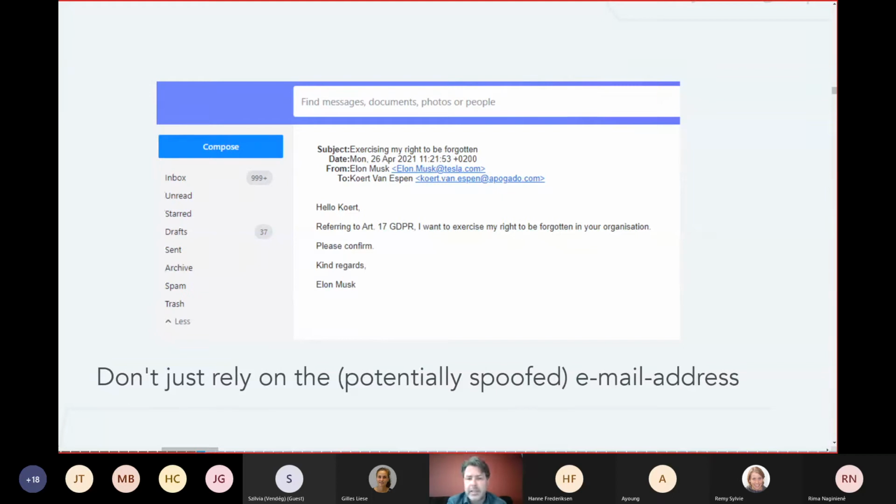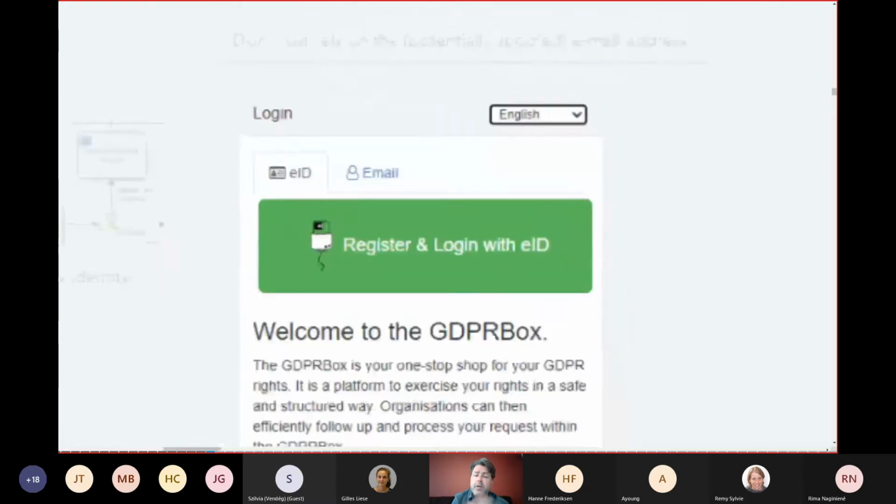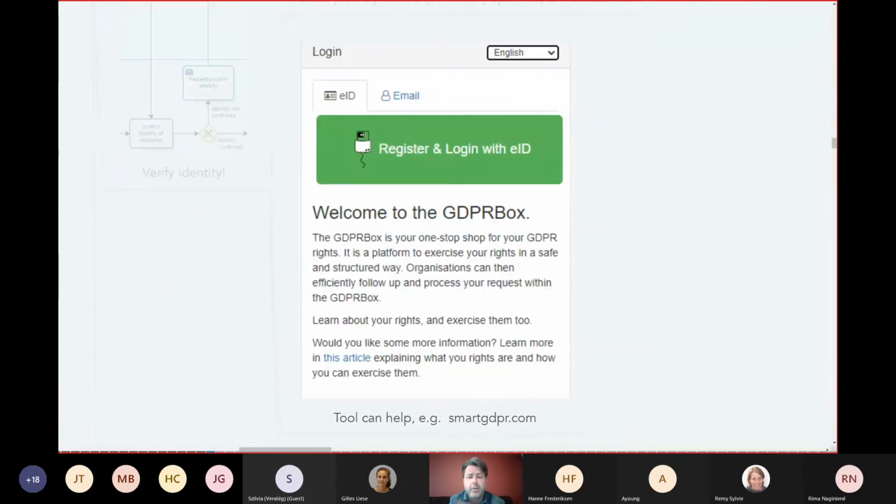So it's very important that you verify the identity, and please do not just rely on an email address. It's very easy to spoof email addresses, as you can see here. I did not get an email from Elon Musk a few days ago, just for your information. So it's very easy to spoof all that, and you need to verify the identity. There are tools for that on the market. For instance, there is a tool such as smartgdpr.com, which verifies identity by means of identity cards and so on.